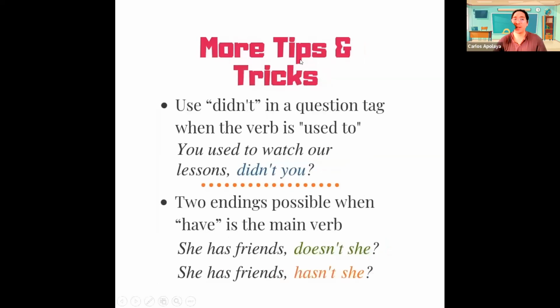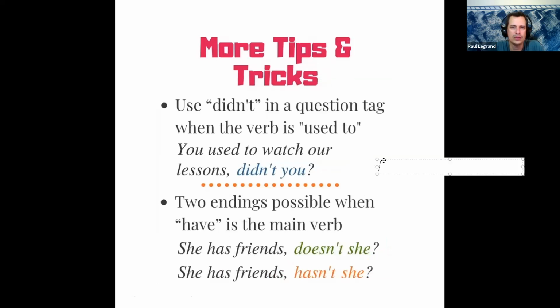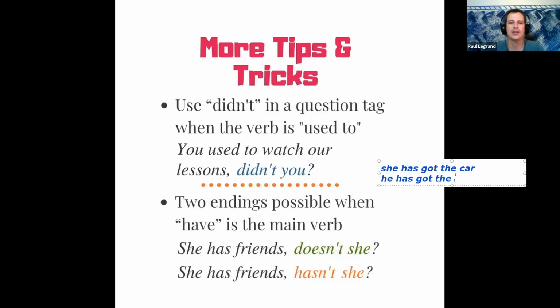Next, more tips and tricks. Use didn't in a question tag when the verb is used to. Used to watch our lessons, didn't you? Two endings are possible when have is the main verb. She has friends, doesn't she? She has friends, doesn't she? Yes. Okay.